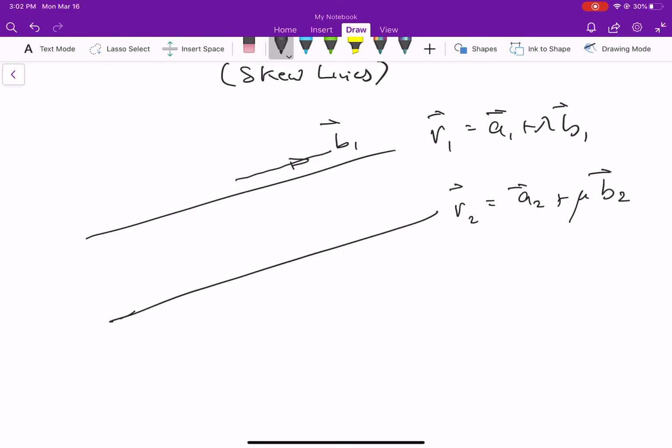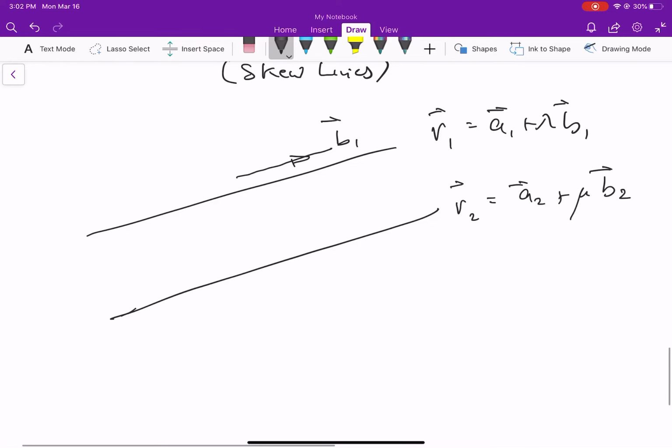Second line, I'll call this equation R2, is equal to A2 plus mu B2. Have to have a different parameter. Doesn't have to be the same. So the parameter in the second equation is mu. And the free vector parallel to that second line would be the vector B2. Well, guess what? Let's call this first line L1 and the second line L2.